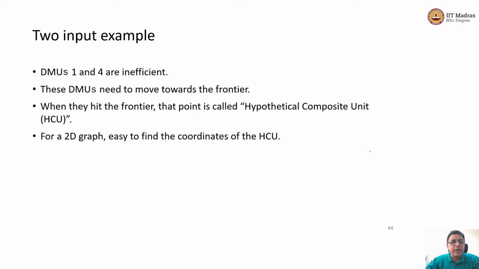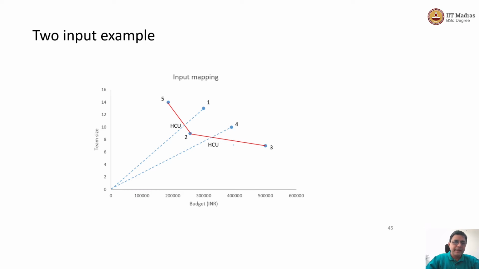So we are arguing that HCU1 and HCU4 can be identified by simple geometry, because they are essentially points of intersection of 2 lines, and the equations of these 2 lines we know already. So let us do that. This is the final, slightly better looking diagram which shows the hypothetical composite unit for 1 and the hypothetical composite unit for 4. So how are we going to find HCU1 and HCU4? Let us do that for HCU1.